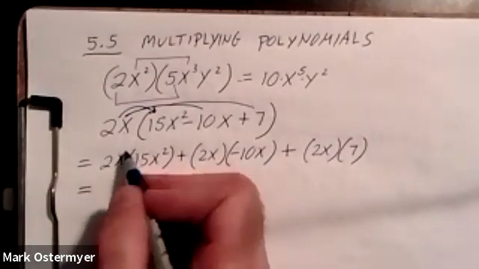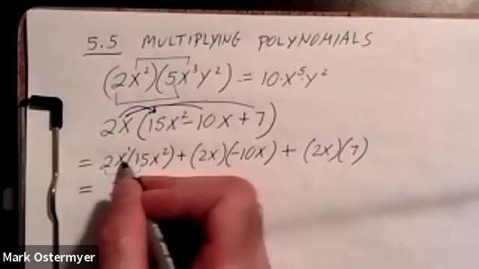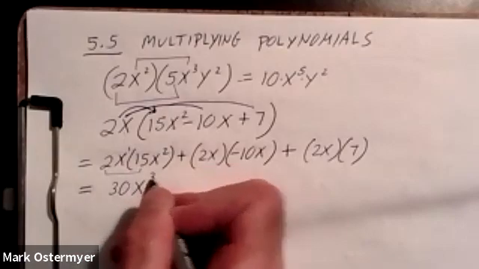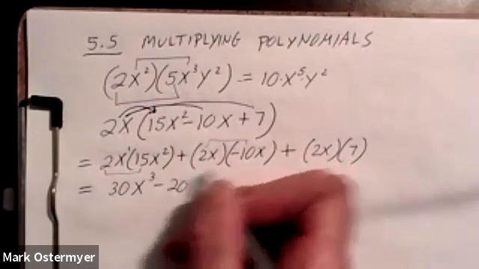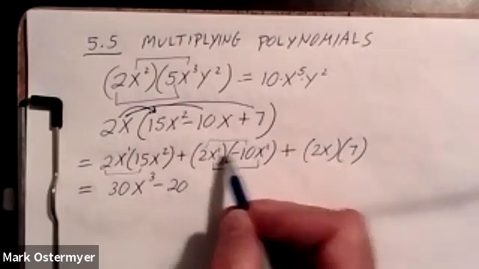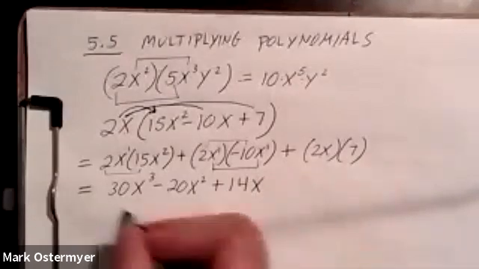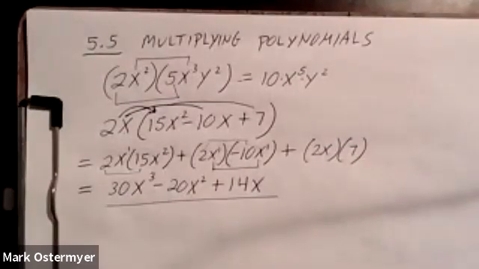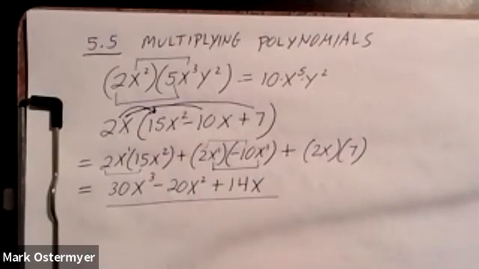We go back 2 days ago. How do we multiply monomials? We multiply their coefficients. 2 times 15 is 30. x times x squared is x to the 1 plus 2 power, or x cubed. 2x times negative 10x is going to give us a minus 20x what? 20x squared. 2x multiplied by 7 gives us a 14x. Ladies and gentlemen, that is your product of that monomial and that trinomial. So this is the answer when we multiply this monomial by this trinomial. Any questions how we did that?